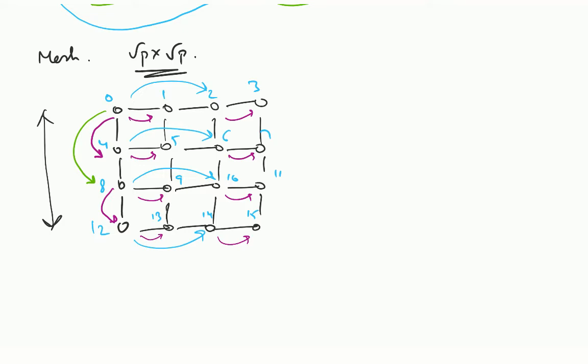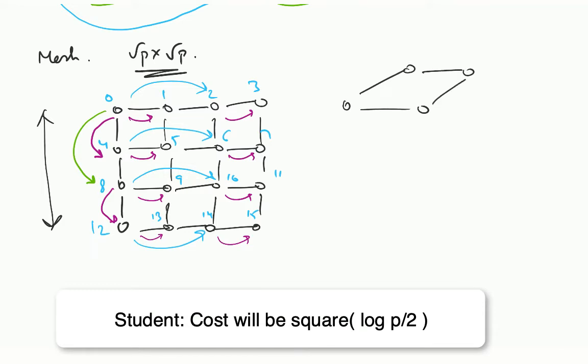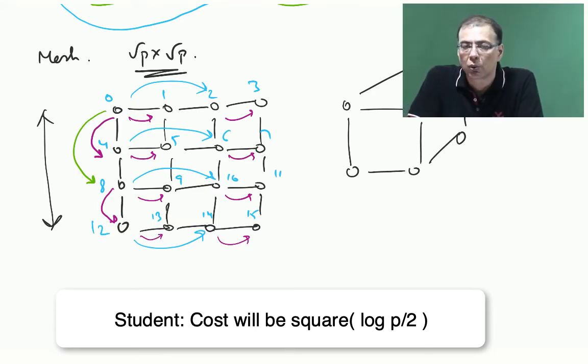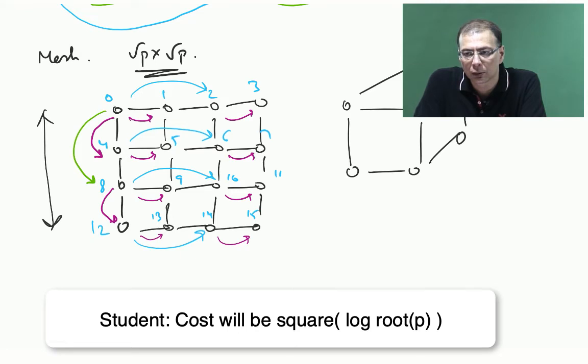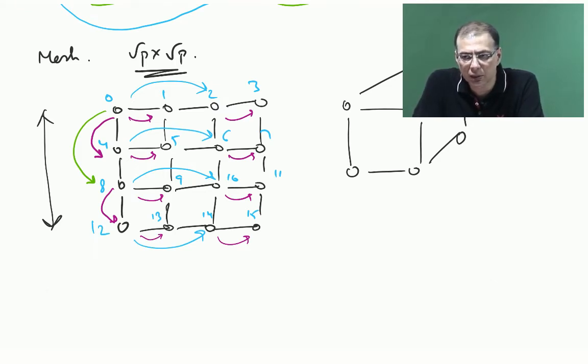All right, and let's go to hypercube. It was to be log p by 2 square. Sorry? Square of log p by 2. Root p means log p by 2. Not square, right? 2 times, 2 times, right? So p by 2 and 2 will cancel out. So you'll get back log p.